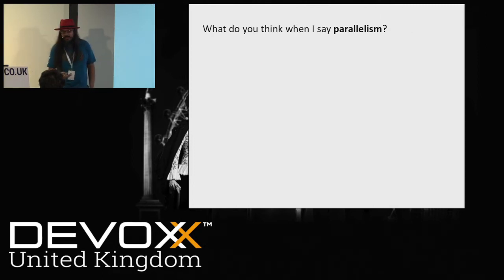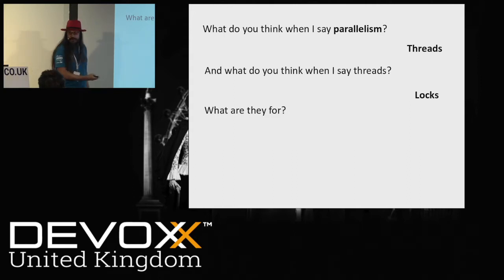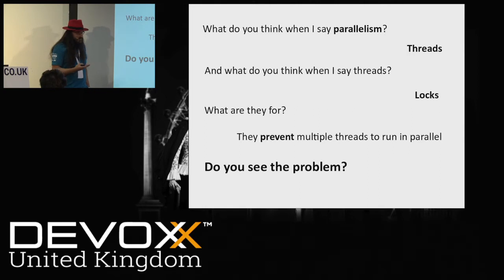Let's try to figure out why I'm saying this. Let's do this mental experiment. Ask typical Java developers what they think when I say parallelism. And the typical answer will be, of course, threads. And what do you think when I say threads? Probably the typical answer is locks. And what are they for? Locks are there to prevent parallelism, right? So, do you see the problem?